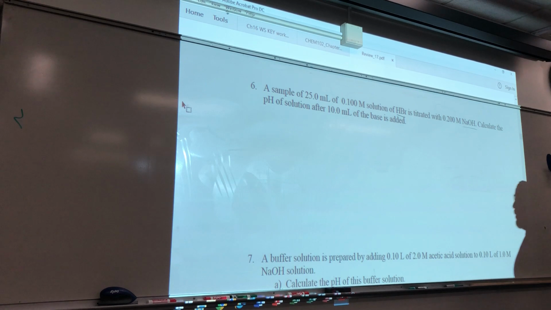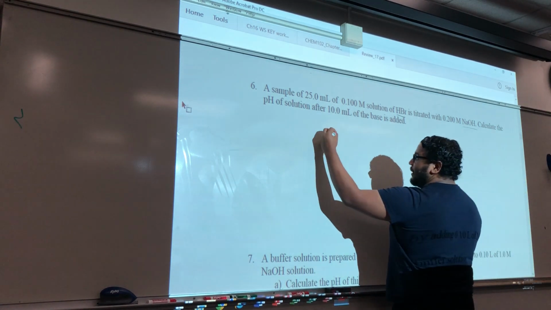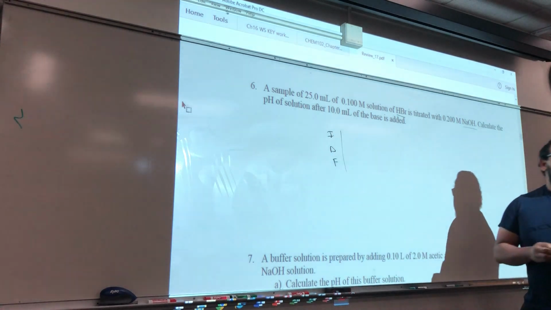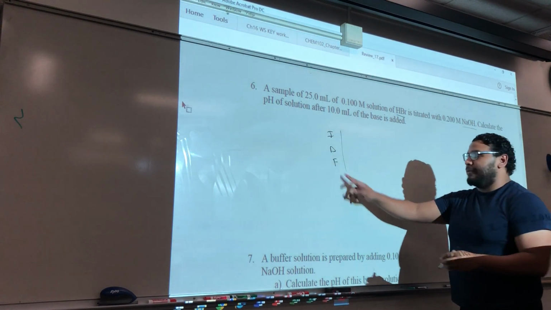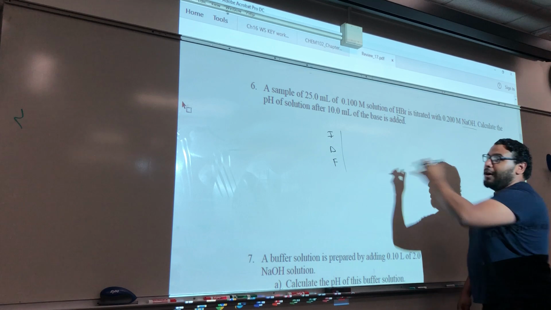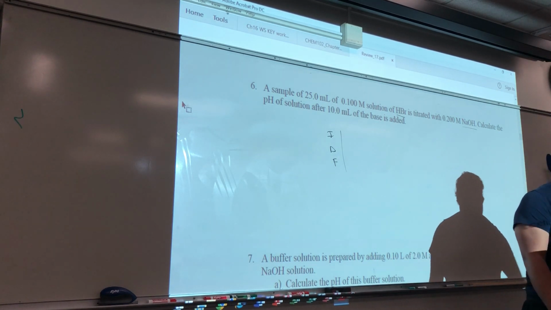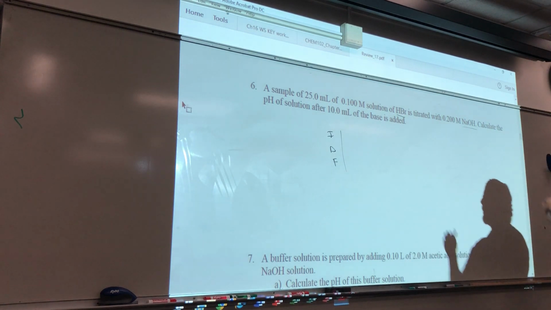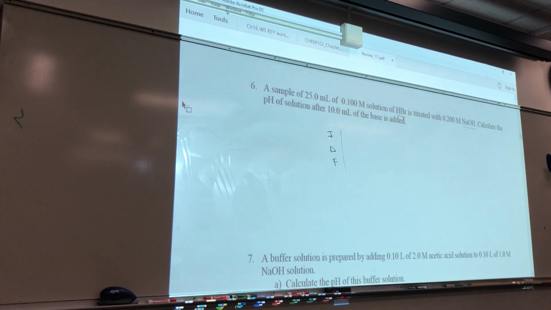No ICE tables, but we are going to introduce you to the I delta F table, right? It's just, instead of equilibrium, we have an F for final, which is just a way to calculate the limiting reactant really fast. Is that cool? Because that's exactly what we're doing. But we use moles in this table, right? We don't use molarity, so we need to get moles first.